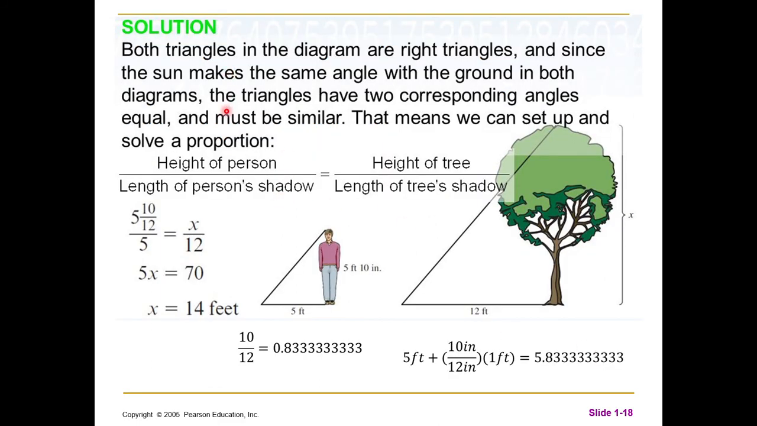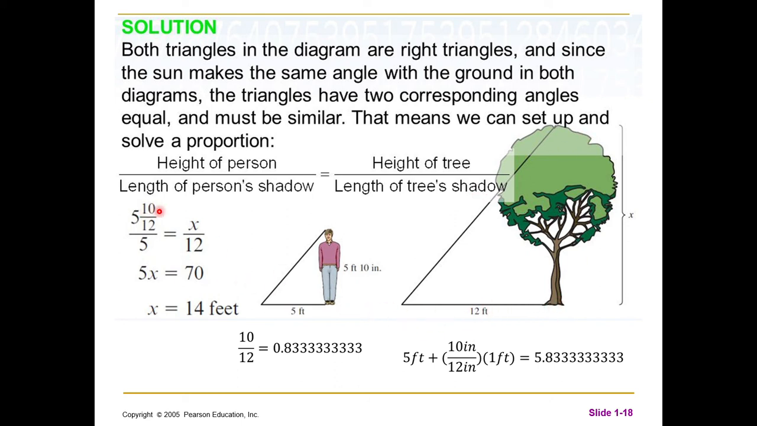Both triangles in the diagram are right triangles. And since the sun makes the same angle with the ground in both diagrams, the triangles have two corresponding angles equal and must be similar. That means we can set up and solve a proportion. So, di ba remember we can do the ratio proportion, the height ng tao over the length nung tao na yun, yung kanyang shadow, and then the height ng tree over the shadow ng tree.